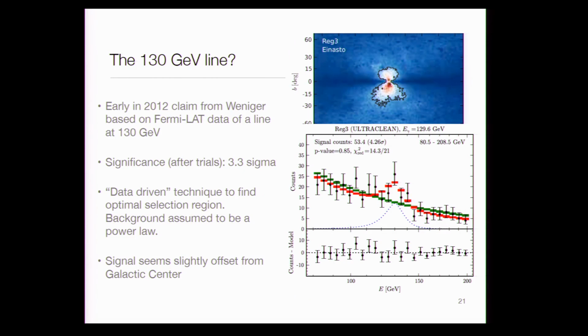Okay. Now, I want to make a slight excursion and talk about lines. Probably most of you know that in early 2012, there was a claim from Christoph Weniger, who's actually not a member of the LAT team, that he found a line in the direction of the galactic center at 130 GeV. The significance, after taking trials into account, was 3.3 sigma. This signal was actually slightly offset from the galactic center, but there were theorists that came up with a way of describing how that can happen.